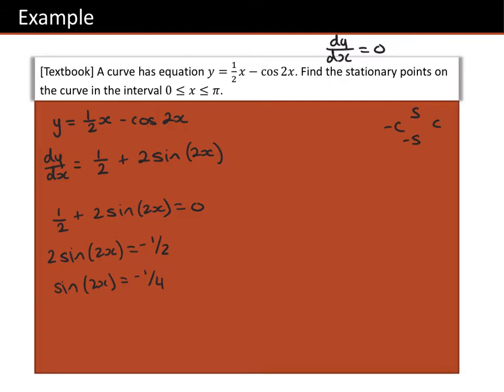We have a trig equation that we need to solve, just like we did in the previous chapter. So let's look at our interval. Our interval is 0 is less than or equal to x is less than or equal to pi. But in our case, we have 2x, so we need to change the parameters of our interval. Our interval is now 0 is less than or equal to 2x is less than or equal to 2 pi, because I've multiplied everything by 2.